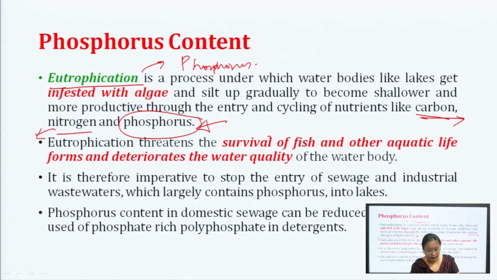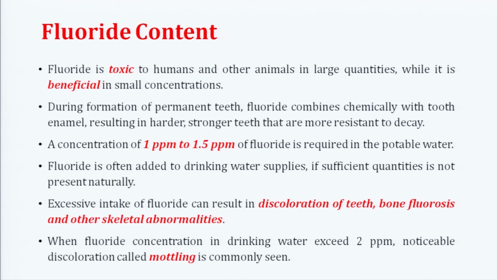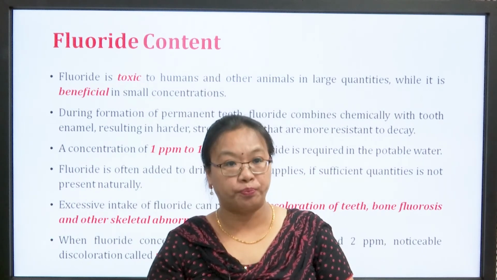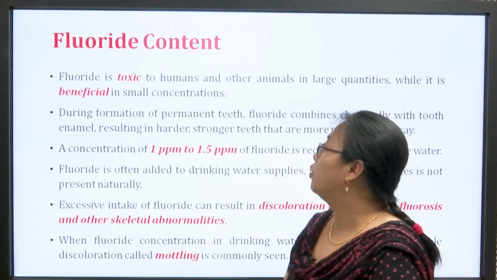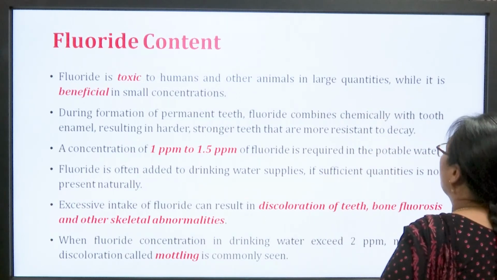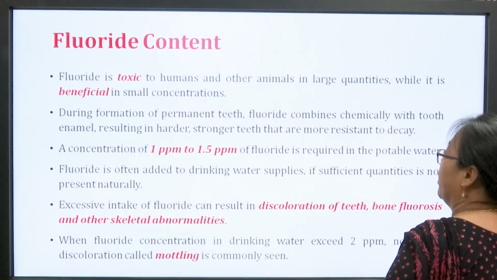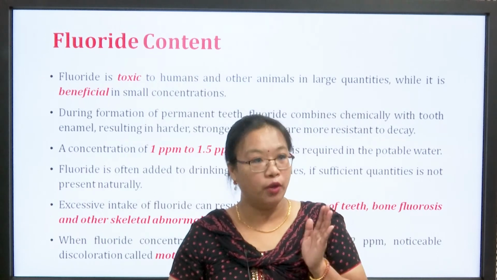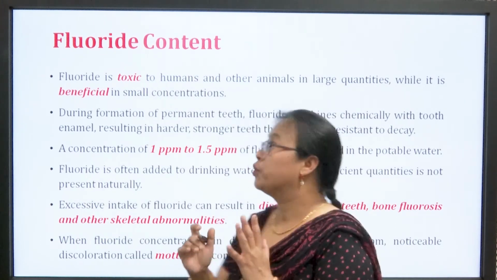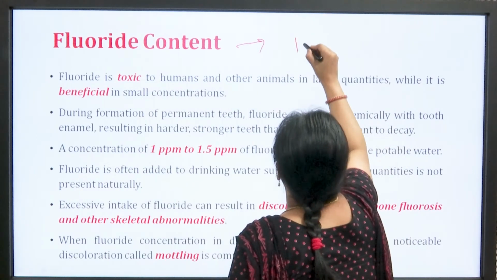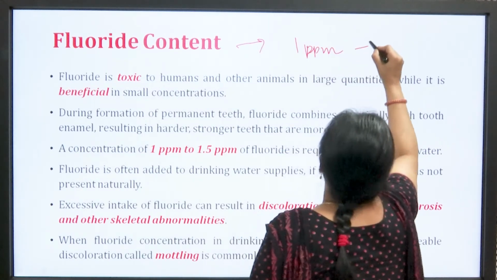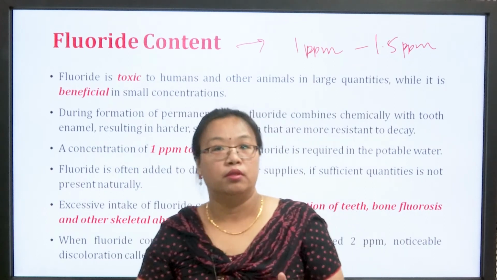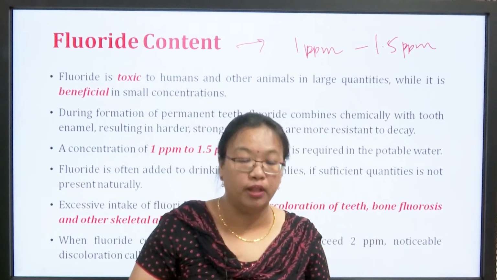Now, come to the next slide, that is fluoride. Fluoride is also an extremely important thing because it is going to affect us. So, fluoride is toxic to humans and other animals in large quantities while it is beneficial in small concentrations. So, what is the matter with fluoride? If it is not there, there is a problem; if it is there, there is also a problem, right. So, you should have 1 ppm fluoride content in your water and not more than 1.5 ppm. You need fluoride but only within that limit, neither less nor more.